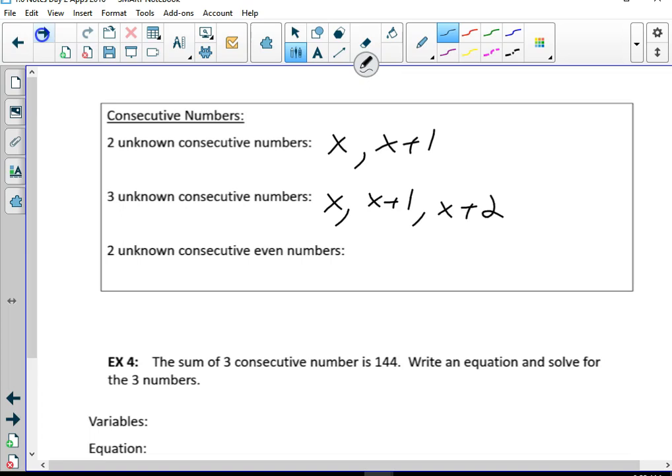2 unknown consecutive even numbers. Right, we're doing variables. So what's my first unknown going to be? X. Pick a number in your head and make that equal to x. Very good. X plus 2. Because we don't want the next number. We want the next even number, which is 2 away. 2 plus 2 is 4. 6 plus 2 is 8. 22 plus 2 is 24.